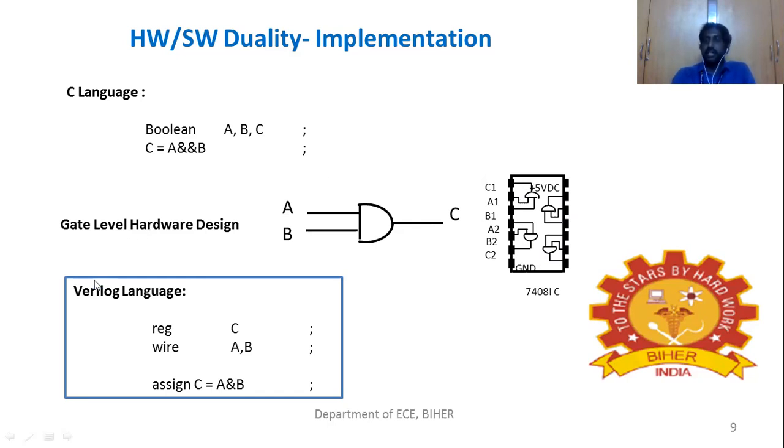We can implement it using a hardware language. Verilog language is used here. Here A and B are considered as wires, these inputs are considered as wires, and the output is considered as a register. Now you can see register C. Here C is the output, and the input list is A comma B. So A and B are the inputs and assign C is equal to A and B. The output function C is equal to A AND B. Finally, we will get the output, and the output is stored in C. The output is displayed through C.